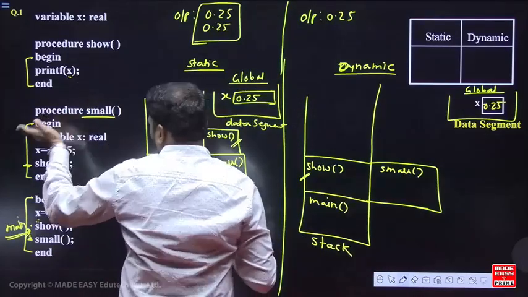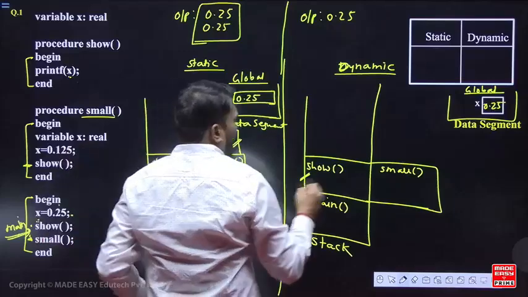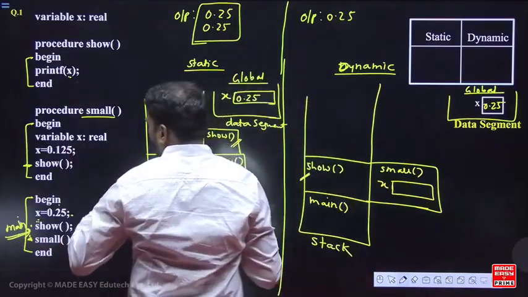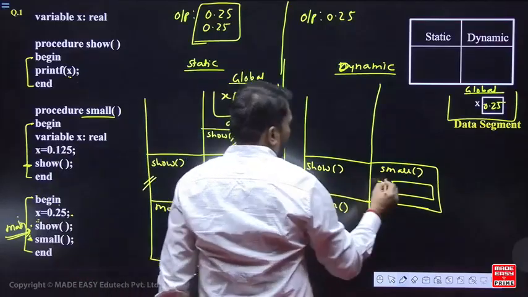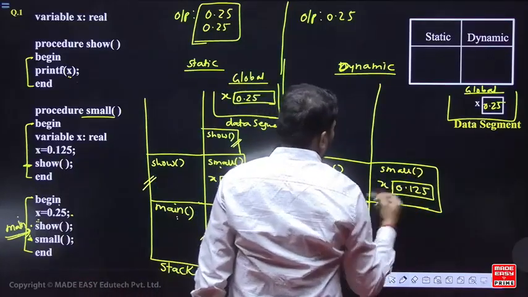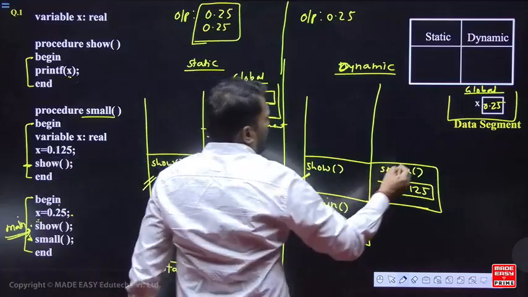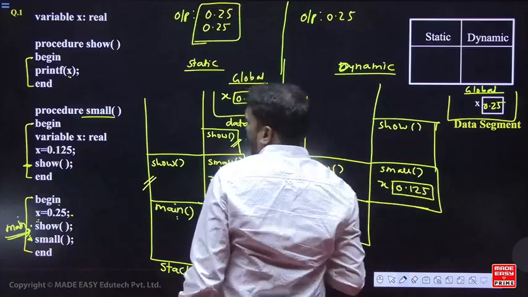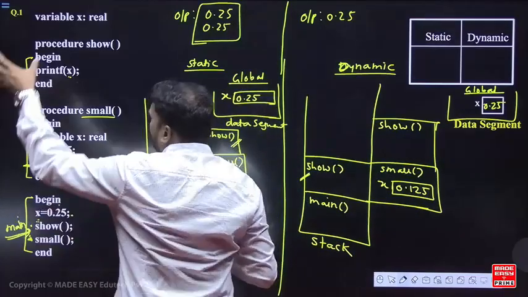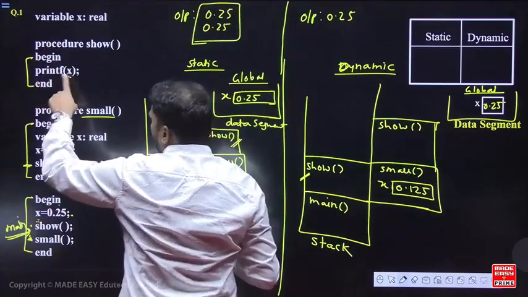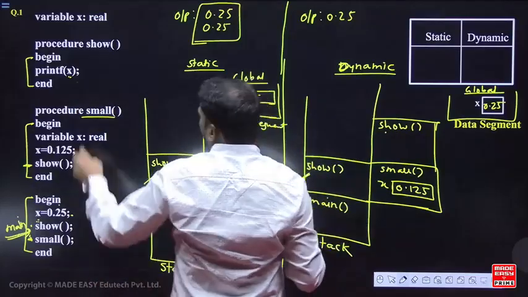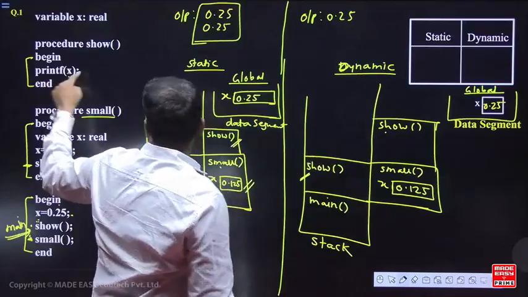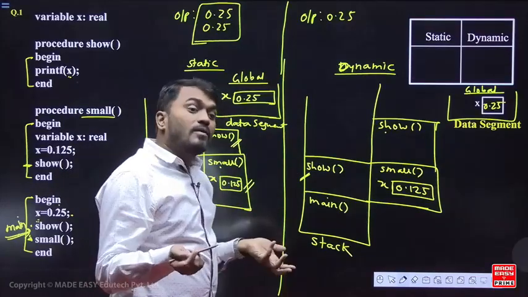So you will come here, and once you come to the small function, there is variable x of type real. You are allocating the memory because that is a declaration. x equal to 0.125, and next you are calling the show function. So when you call the show function, it will be pushed into the stack. Once the show function is pushed, you come here and say printf x. Now in the show function, variable x is what? Free variable. Listen carefully. In the show function, you are saying printf x. x is a free variable. So from where do you have to take the x?